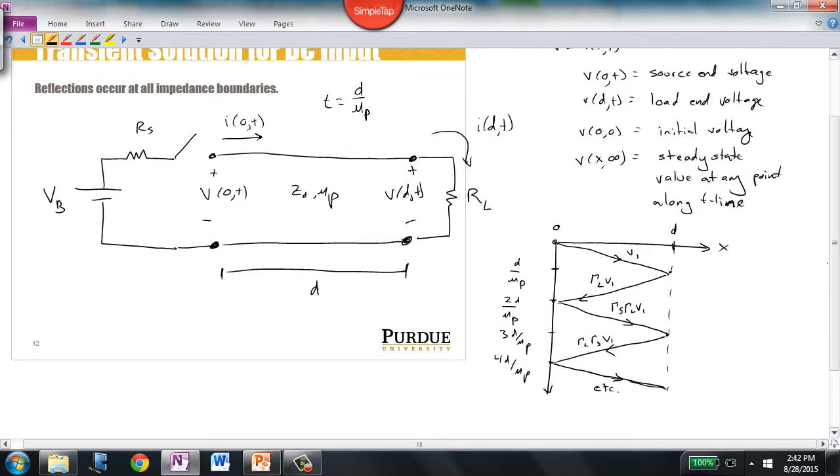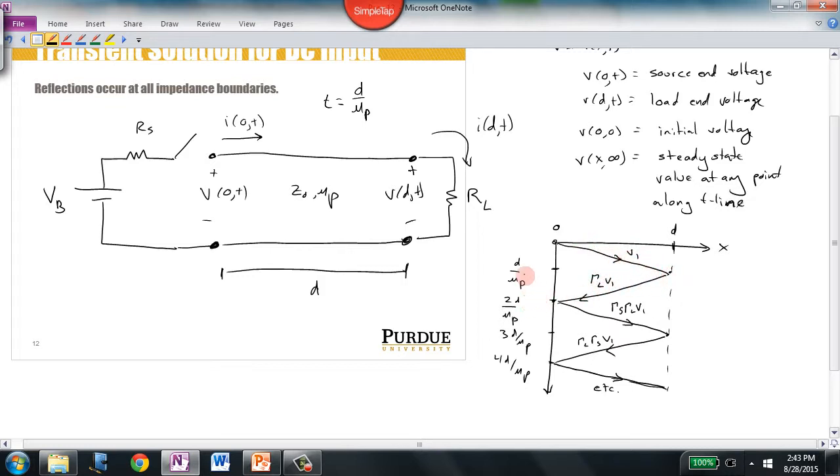What is happening in this transmission line is that when the switch closes, a voltage waveform is launched from the input end to the output end. It will then reach an impedance boundary, which is what I'm showing with this line. It takes d over mu sub p seconds to reach that impedance boundary. At the impedance boundary, it might be reflected. It depends on whether or not there's a non-zero reflection coefficient. If that is non-zero, there will be a first reflected voltage wave.